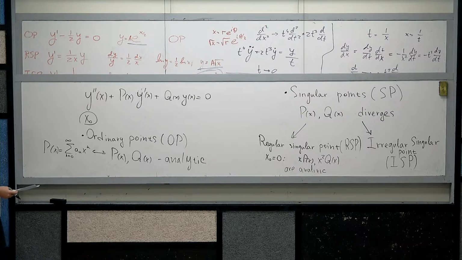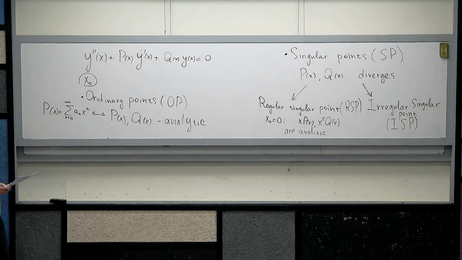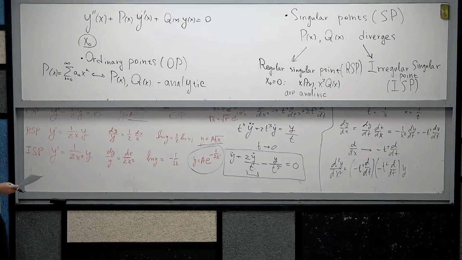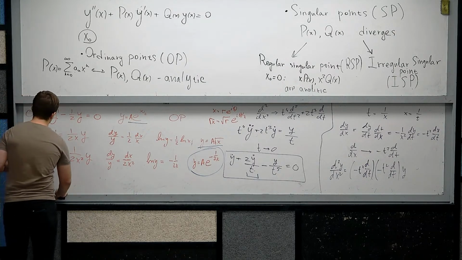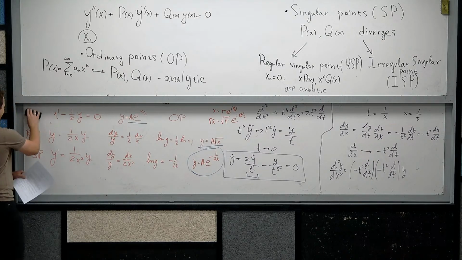Okay. Then we have the theory. Let's practice a bit classifying these different types of points. Okay, you have it, right?